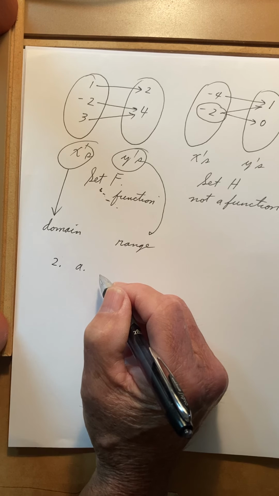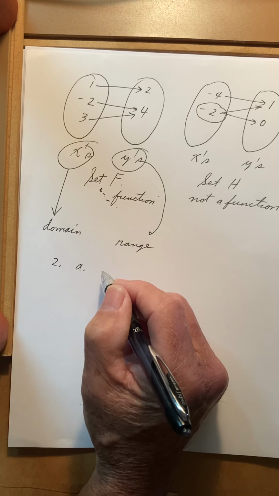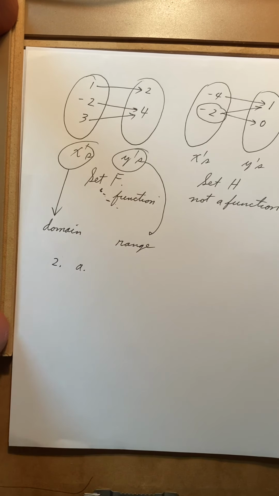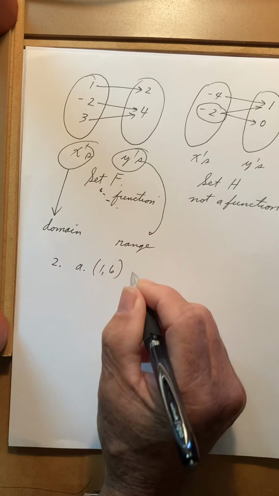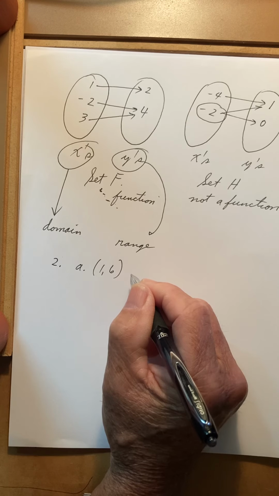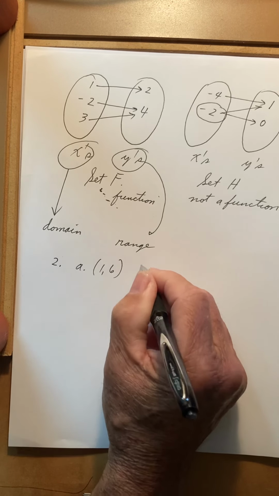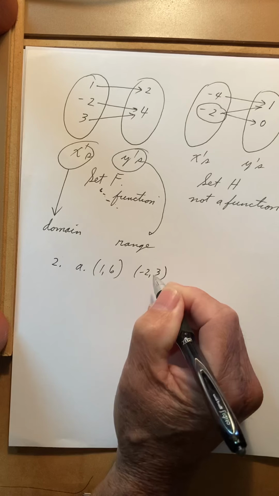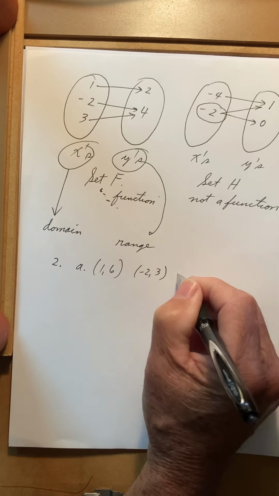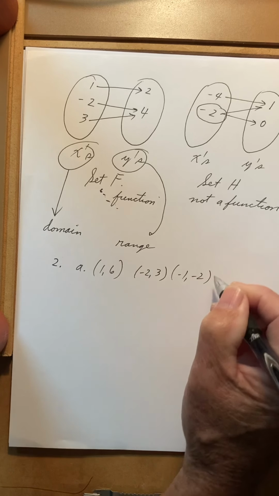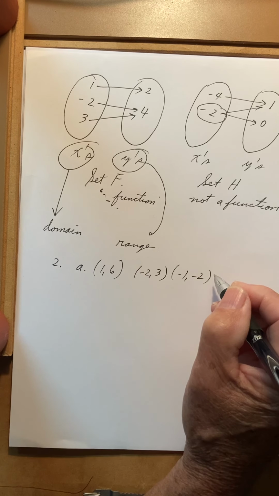I'm going to do the first quadrant. That's a 1 and, 2, 3, 4, let's call that a 1 and a 6. In the second quadrant, we have a -2 and a 3. In the third quadrant, we have a -1 and a -2. And in the fourth quadrant, we have a 3 and a -4.